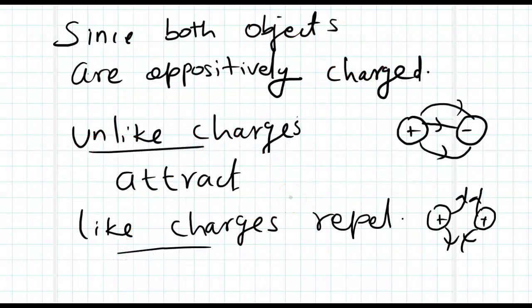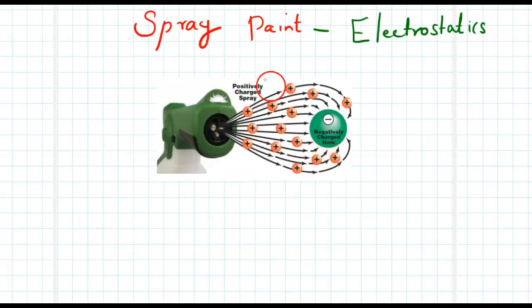The balloon attracts the paper, right? Then the balloon attracts the water stream. These are the small experiments we did. And then using electrostatics, we have several applications, like spray paint. You can paint using the electrostatic concept.